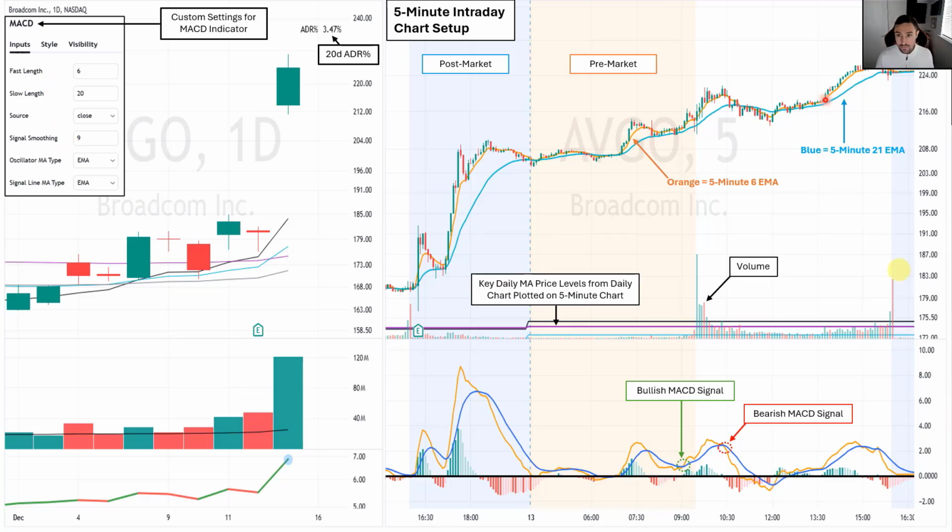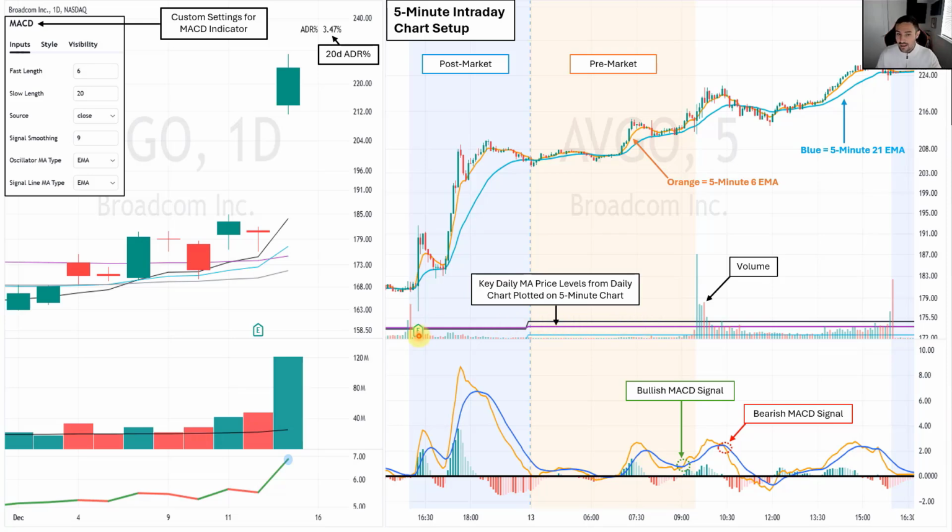These are the MACD settings I'm using. What you'll see as well is the orange moving average on the intraday charts is the 6 EMA for the relevant time period, and the blue line is the 21 EMA for the relevant time period. You'll also see horizontal lines in some instances going across the intraday charts. That is plotting the price levels from the daily chart onto the intraday chart as a reference point.